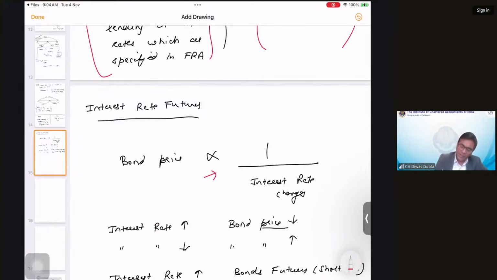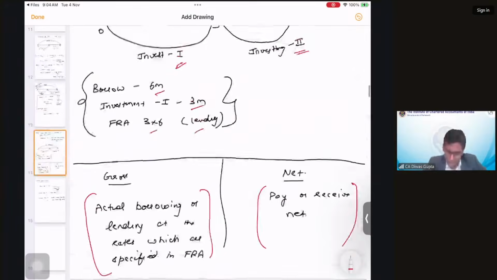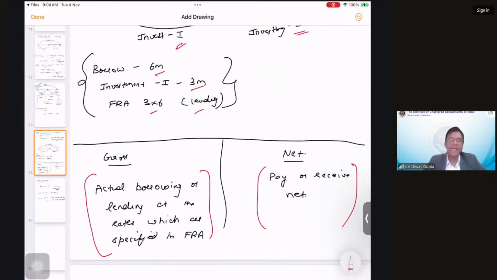Interest rate futures are actually inversely proportional to the bond prices that we know, right? So, till here, we have discussed all the concepts in the forward rate agreements. If there is any question, let me pause for a second and see. There is nothing as of now.